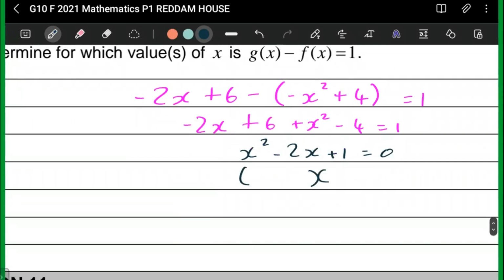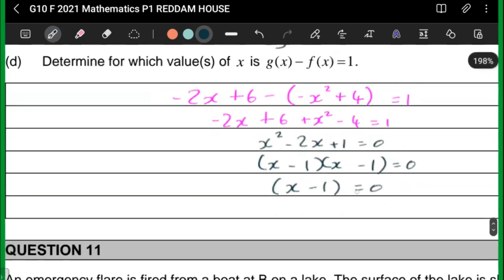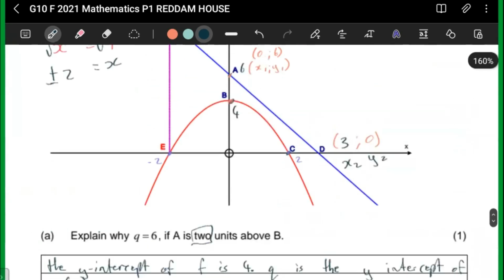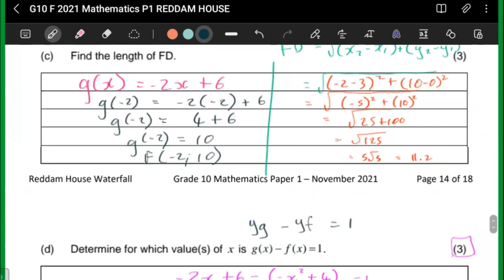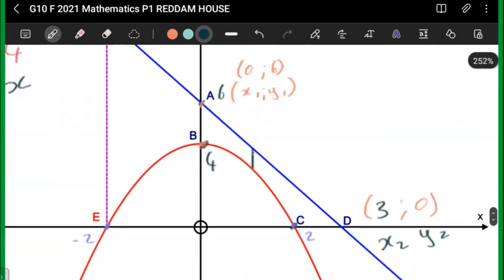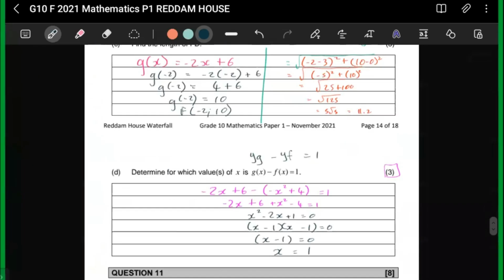Fortunately, here you can think to yourself, factors of 1 that give a 2. It's just 1 and 1. To get a minus 2, it has to be a minus 1 and a minus 1. So this is x minus 1 times x minus 1 equal to 0, the same bracket twice. So x is a positive 1. And visually, it does look as though somewhere there, the distance between the two is a 1, which is how you work out these kinds of questions.